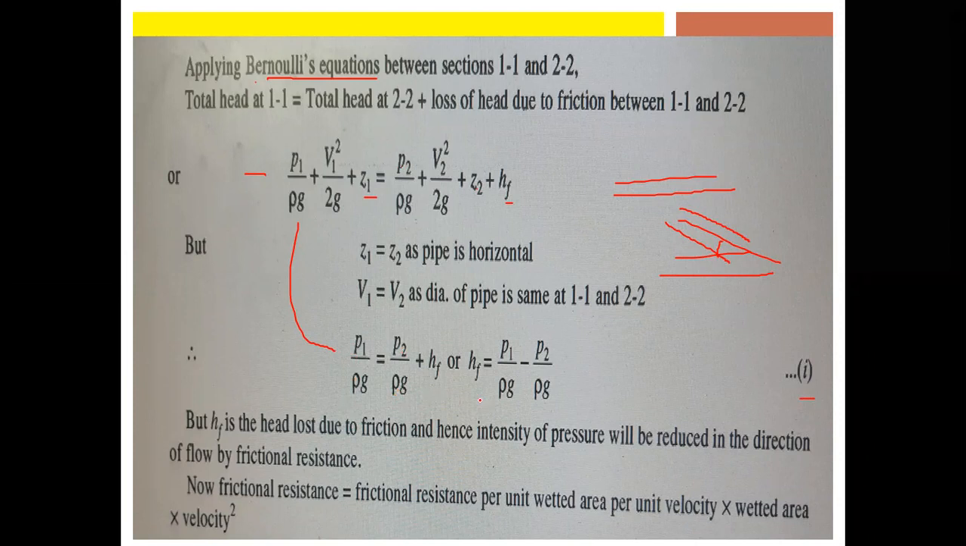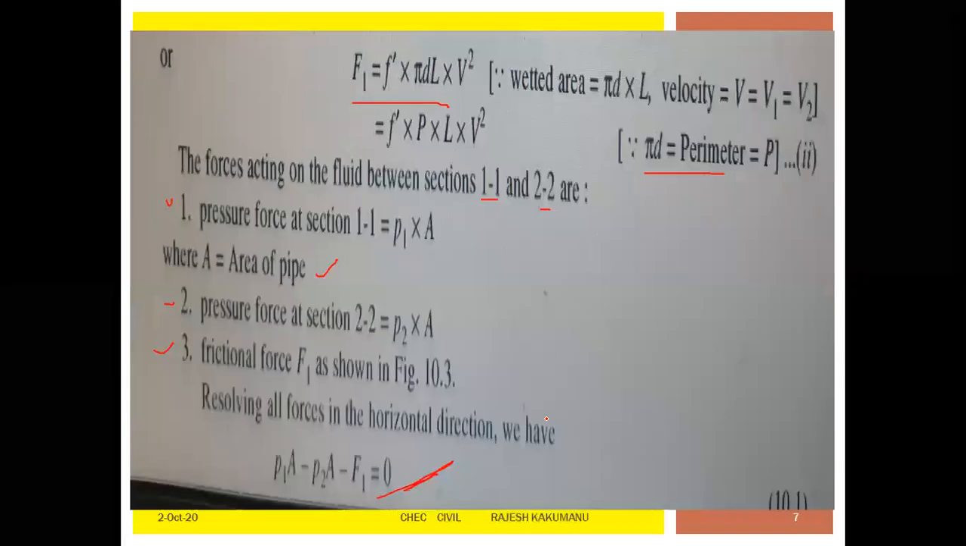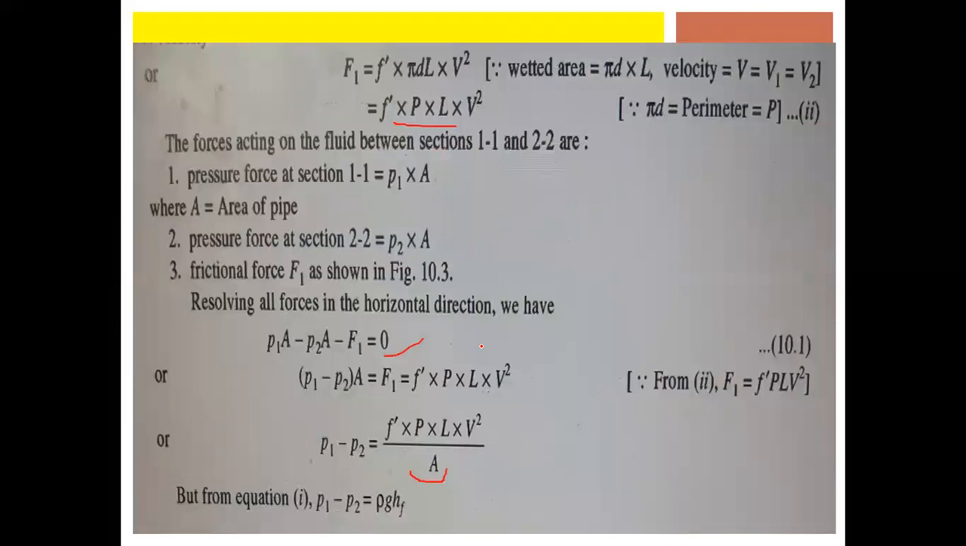So how are we writing HF? We write it in this way, right? Taking the friction into account, F1 is equal to F into pi d L into V square. So we are treating this like this. P is equal to the perimeter, pi d, right? So after processing this, we got the forces acting on the fluid between section 1 and 2.